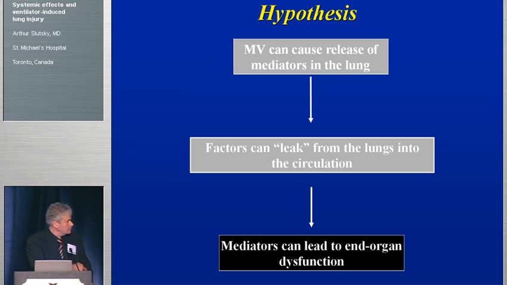So as I said, I think I've now shown you that factors can leak from the lungs into the systemic circulation. The big question is, can these mediators lead to end organ dysfunction? Because that's really what's killing our patients, and that's what we want to impact. And the data I showed you so far looks sort of interesting because in other models we know that these mediators can cause disease. Are they causing problems in animals or patients?